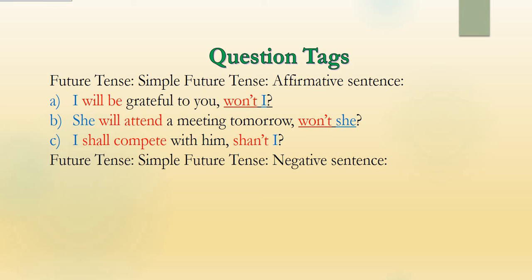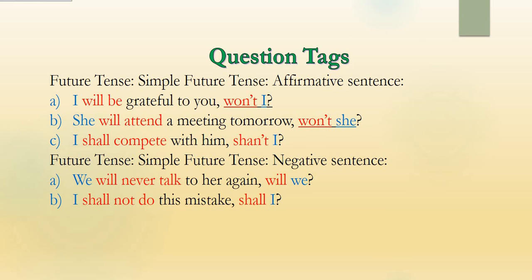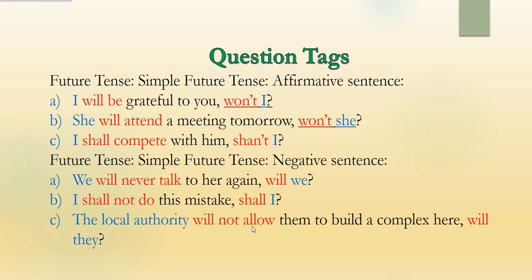Shan't I? Simple future tense, negative sentences. We shall never talk to her again. Will we? I shall not do this mistake. Shall I? The local authority will not allow them to build a complex here. Will they? I consider local authority consists of many people, some members there. So I used they. You can use it also.